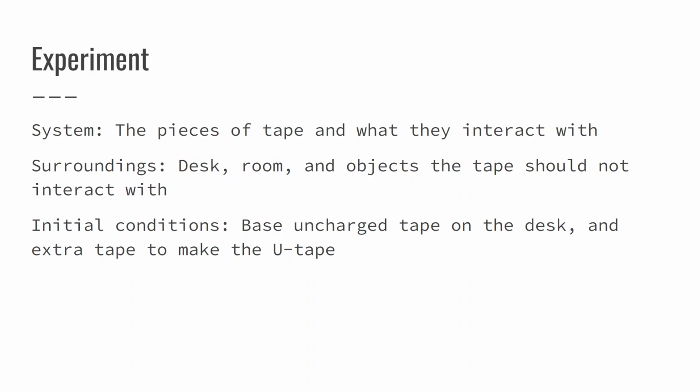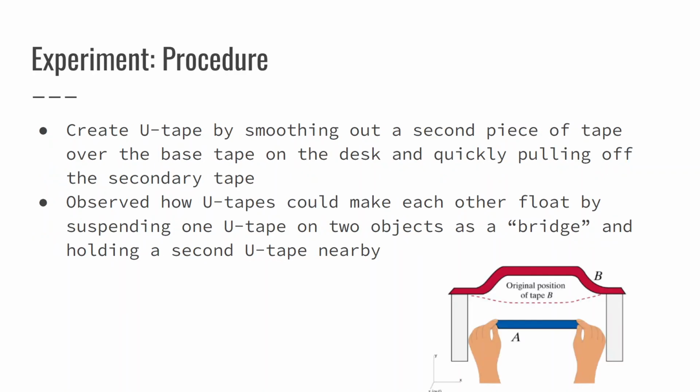Now the experiment is the exact same as it was in the first lab. The system is the pieces of tape, the surroundings is basically everything else, and the initial conditions are the base tape on the desk, and extra tape in order to make U-tape. The procedure was to create U-tape by quickly pulling out a second piece of tape over the base tape, and then observing how the U-tapes can make each other float by suspending one U-tape on two objects as a bridge, and holding the second U-tape nearby so that they would repel.